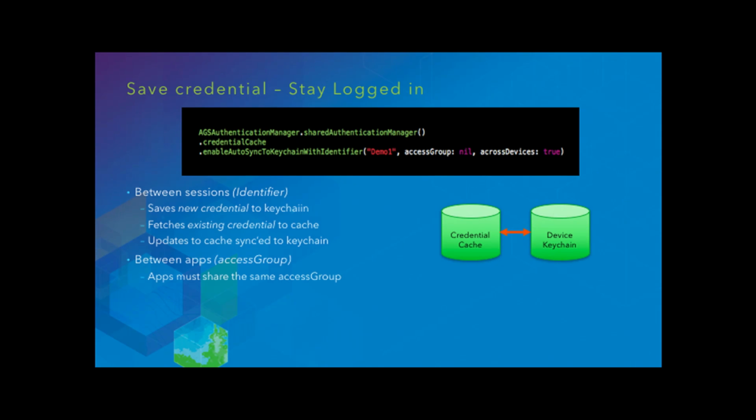The second parameter to the method is an access group, and it's optional. You set this if you want different apps from your organization to share credentials. Like say you have collector and explorer type apps in your organization and you want them to talk to each other and share credentials, so access group is what you use. The access group string must be the same across all the participating apps in that case.